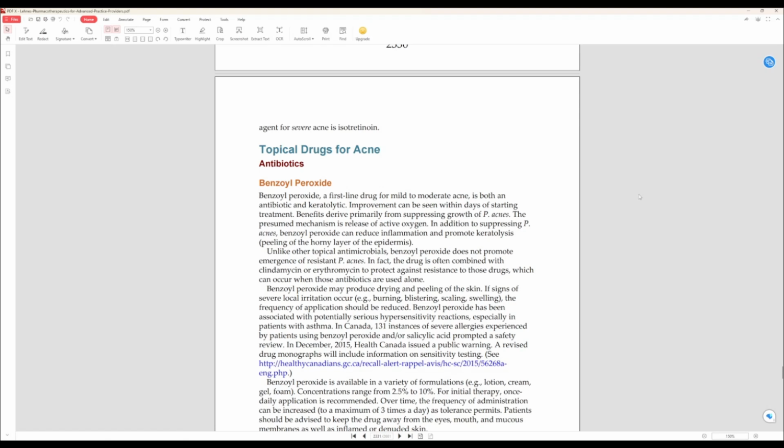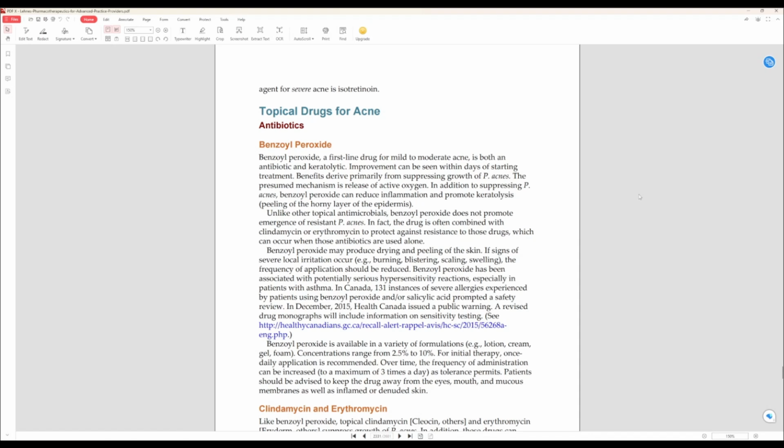Benzoyl peroxide has been associated with potentially serious hypersensitivity reactions, especially in a patient who has asthma. In Canada, 131 instances of severe allergies experienced by patients who were using benzoyl peroxide and/or a salicylic acid prompted a safety review. In 2015, Health Canada even issued a public warning. So there is a revised drug monograph, which will include information on sensitivity testing.